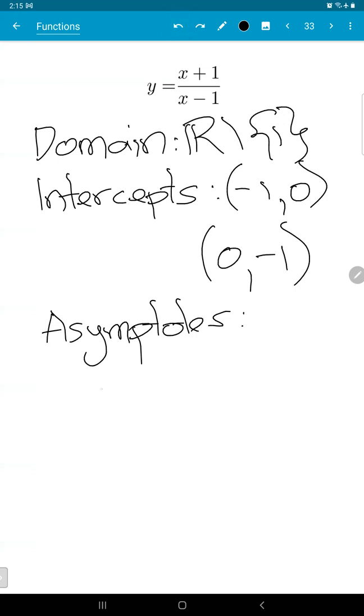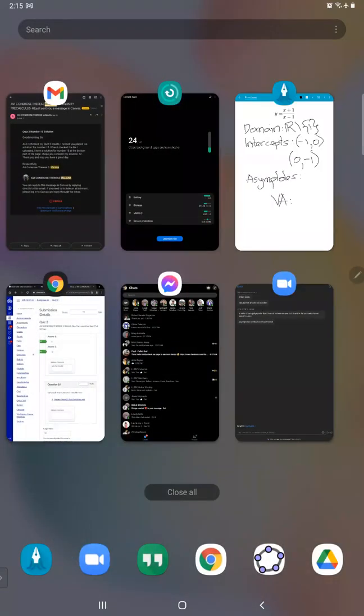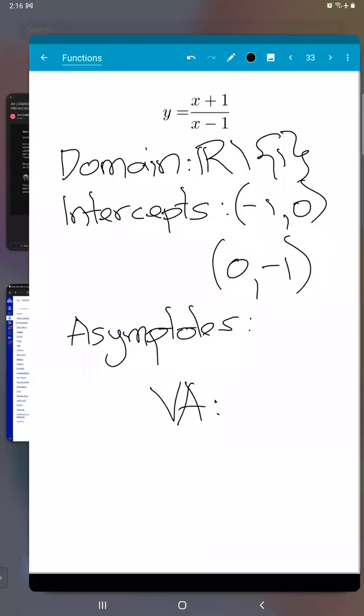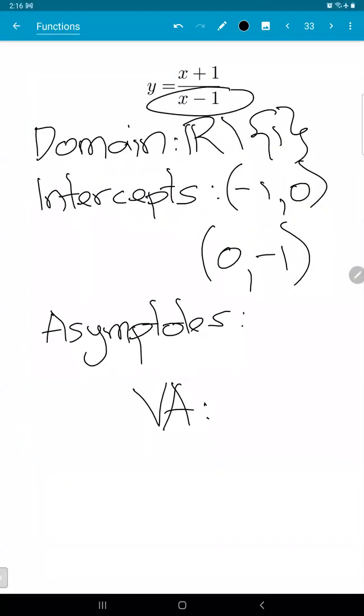So first, the vertical ones. Let's just abbreviate that to VA for vertical asymptote. To get the VAs, all you have to do, anyone can tell me how to get the vertical ones? Equate the denominator. If you look at the denominator here, you just equate it to 0.